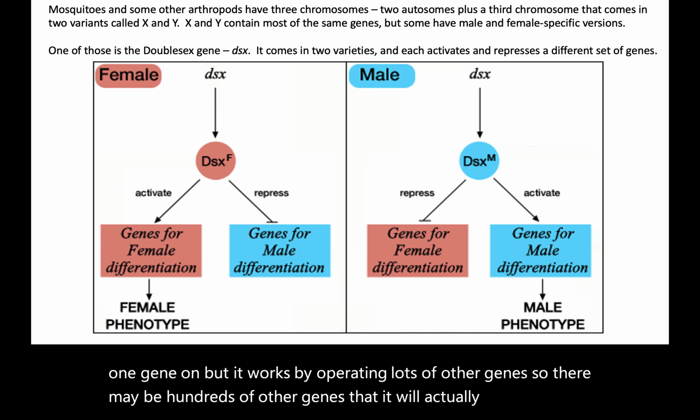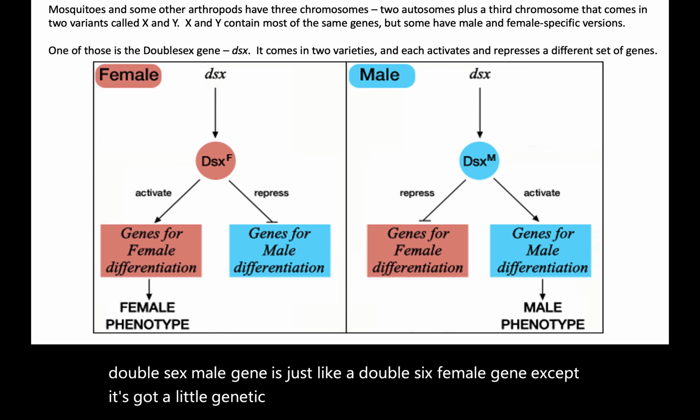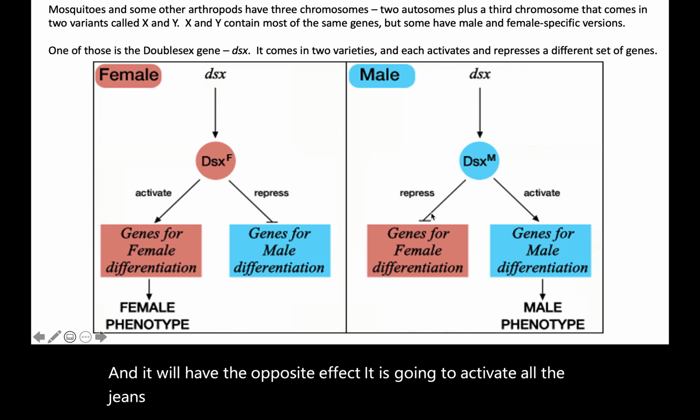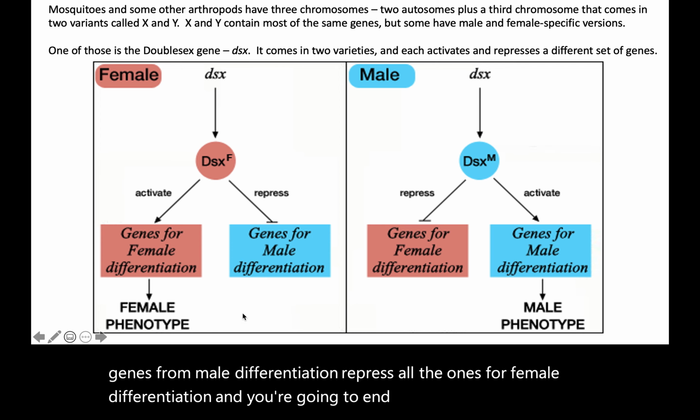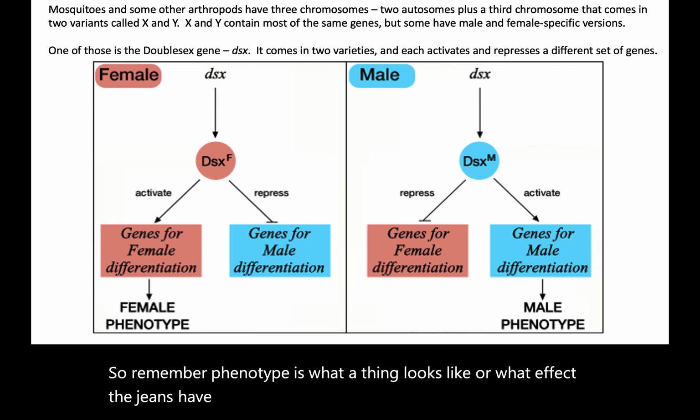The doublesex male gene is just like the doublesex female gene, except that it's got a little genetic difference, and it will have the opposite effect. It is going to activate all the genes for male differentiation, repress all the ones for female differentiation, and you're going to end up with a male phenotype. So remember, phenotype is what a thing looks like, or what effect the genes have had. The genotype is what the DNA says.